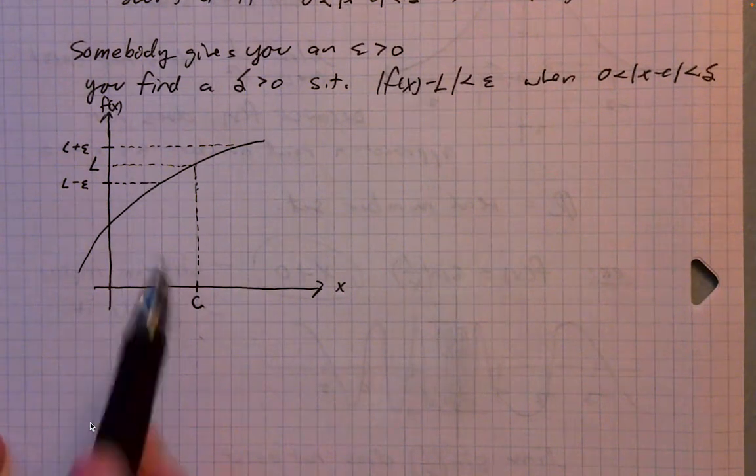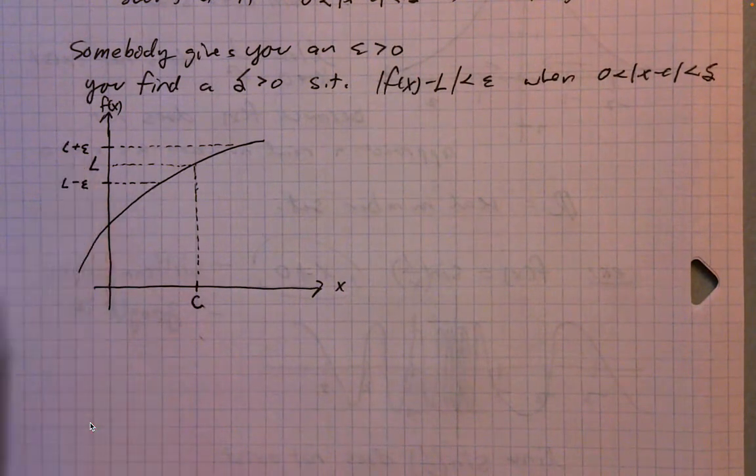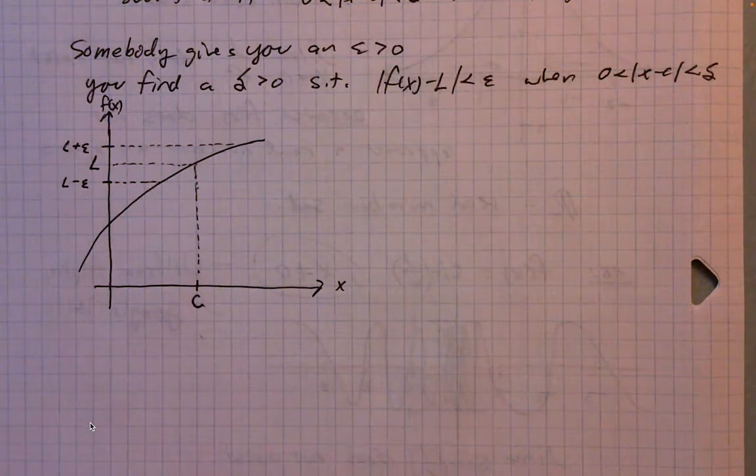Okay, so if somebody gives you an epsilon, and remember the idea behind the epsilon is that it's arbitrarily small, right? Like epsilon is 0.0000002. Right, very small numbers, and the fact that it's arbitrarily small means that it's basically infinitely small. You can think of it as basically being infinitely small.